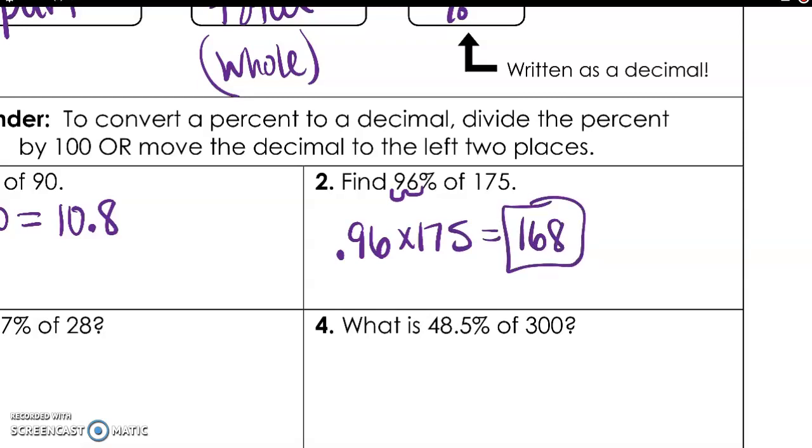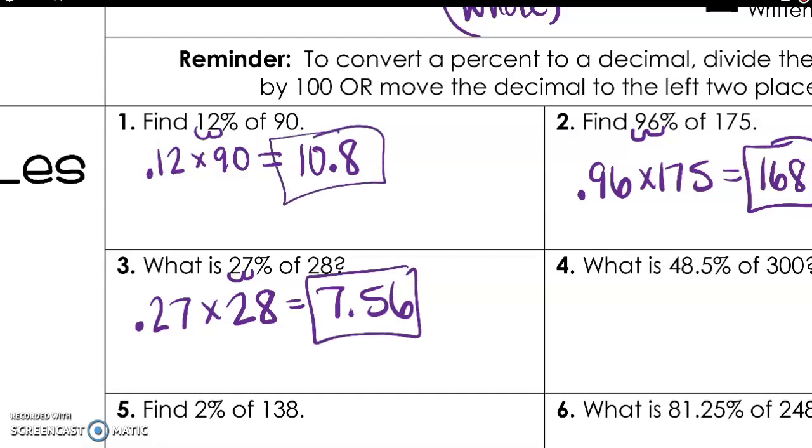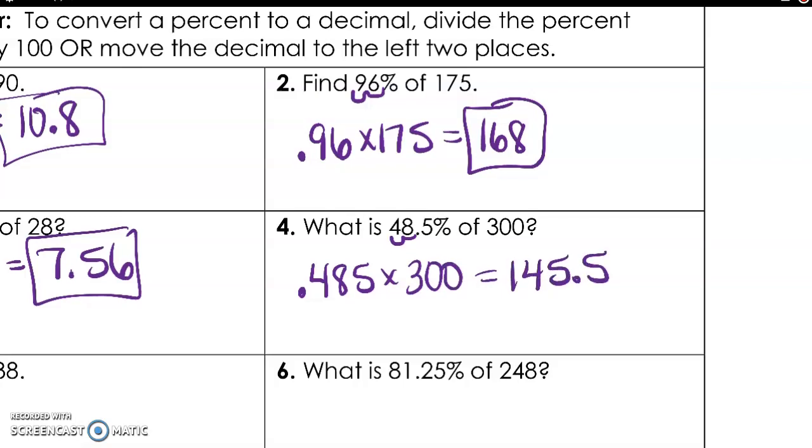So anytime you're finding a percent of a total of a number, you're multiplying the percent as a decimal times that number. 27% is 0.27 times 28, 7.56. Even if you have a decimal started as a percent, move it twice, 0.485 times 300 gives us 145.5.